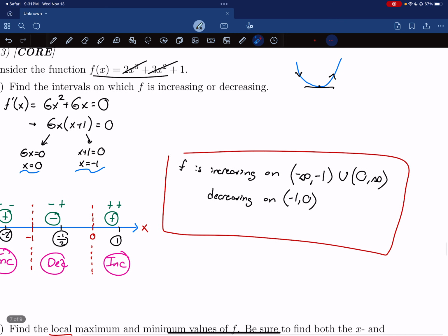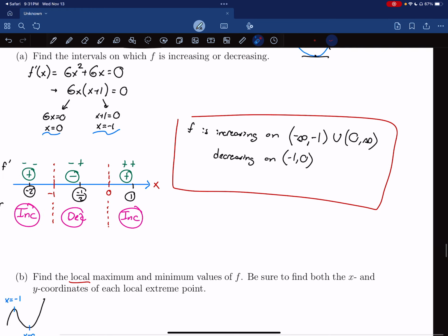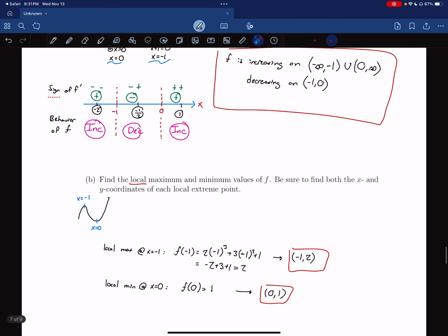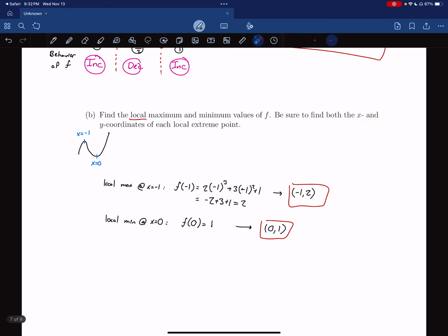We want to make sure we really write out what f is doing, what it's increasing on, what it's decreasing on, and we'll be using parentheses, no brackets here. The next part, finding the local max and mins, we can determine from our sign chart just by thinking: I'm increasing, then I'm decreasing, and then I'm increasing again. And then if it asks us to, we'll be sure to find the x and y coordinates, which just means a point. Didn't mean to erase there. Just means a point. All right, hope this helps.